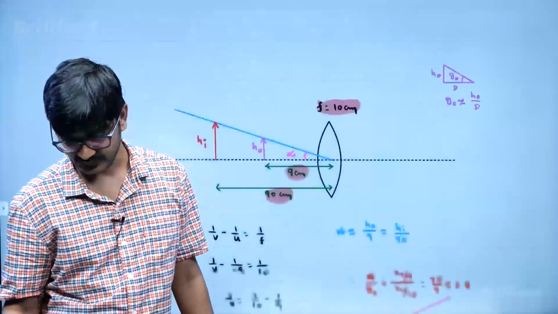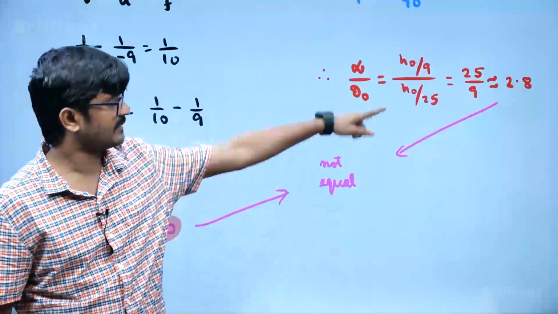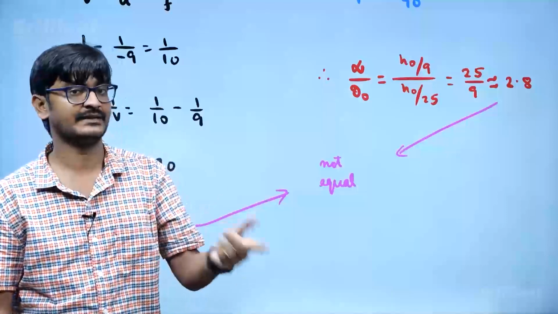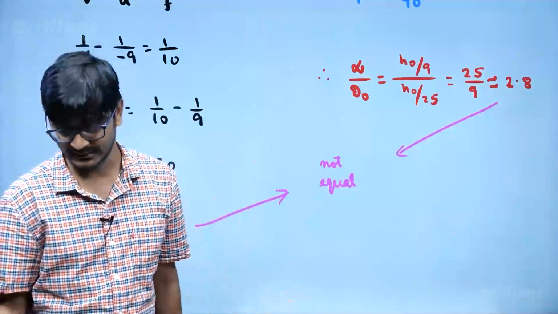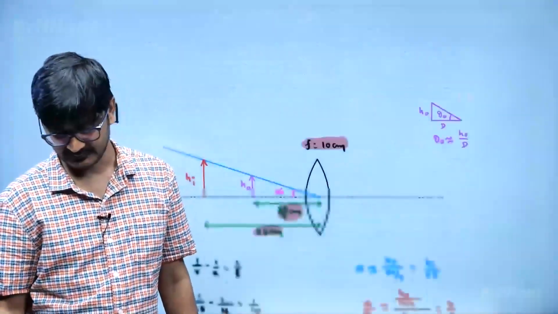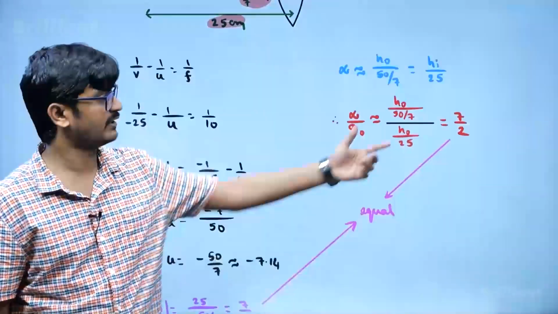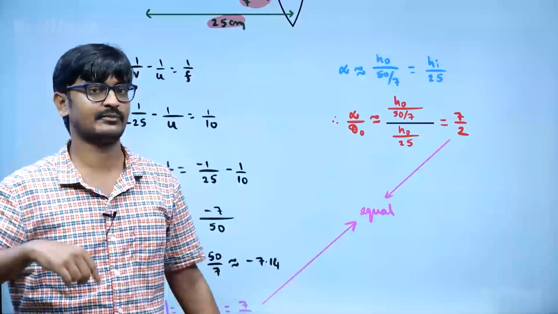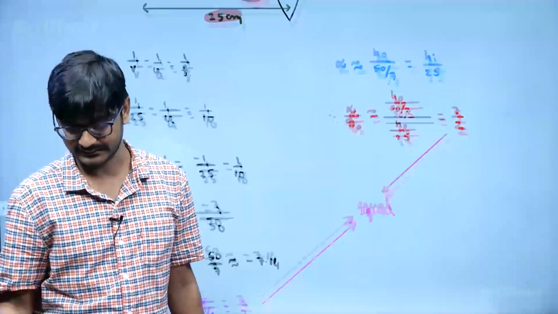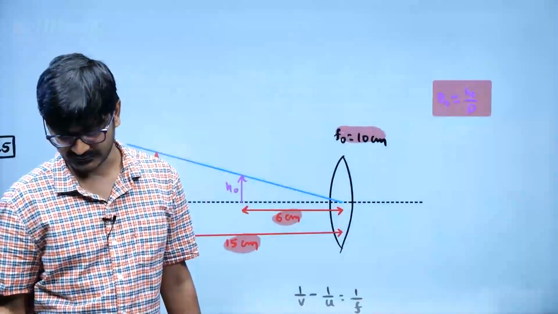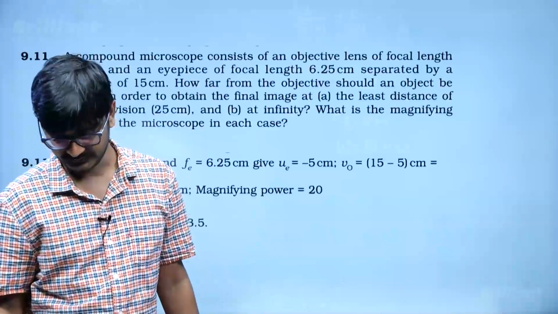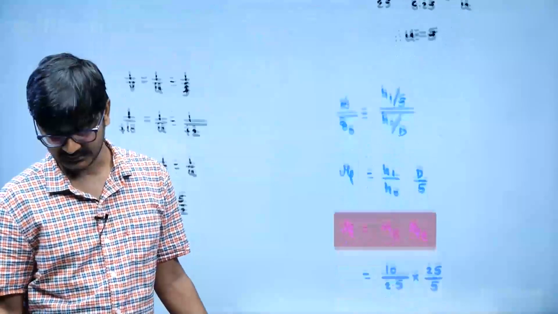Now if you see from the first question onwards, the angular magnification is 2.8, so the angle subtended with the instrument is 2.8 times more than with the naked eye. In this case, it is 3.5, so the angle subtended with the eye is 3.5 times more than with the naked eye. In the next one, we didn't do it. In this one, it is 20.